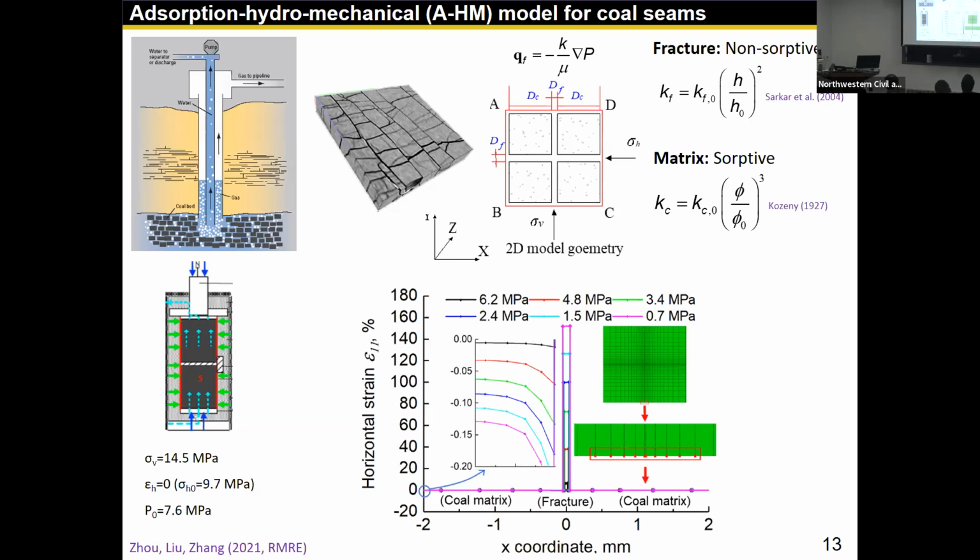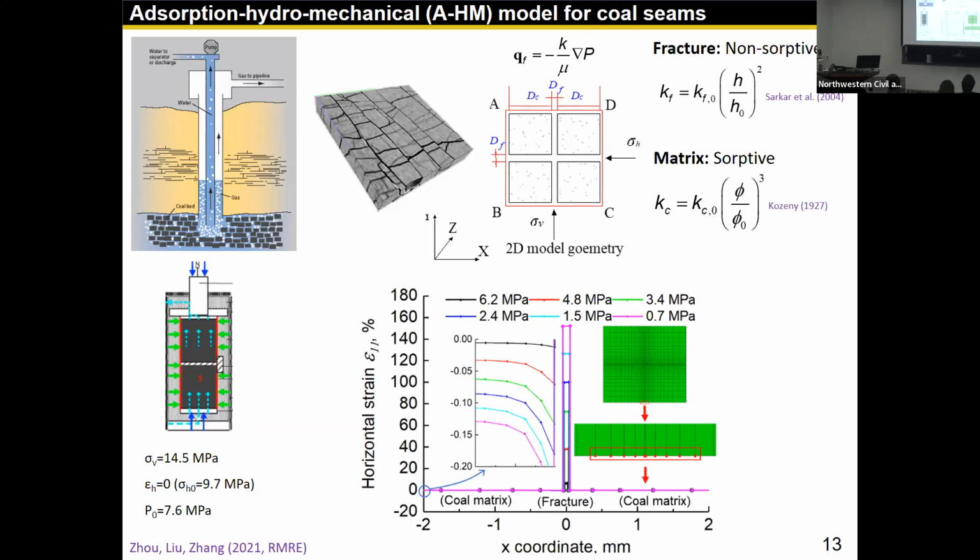The horizontal strain is zero everywhere, but as the pore pressure starts to reduce, the matrix part starts to have negative strains, meaning shrinkage, right? So absorption swelling, so desorption shrinkage. Since it's in situ condition, the horizontal strain is fixed at the boundary, then the fracture must open up to compensate for the matrix shrinkage.